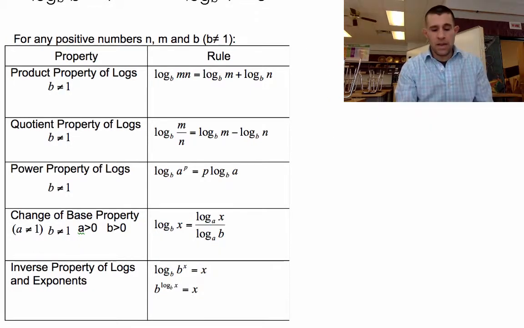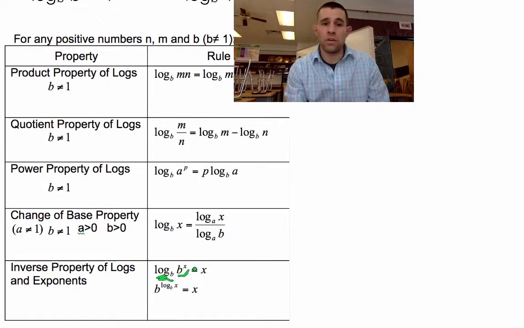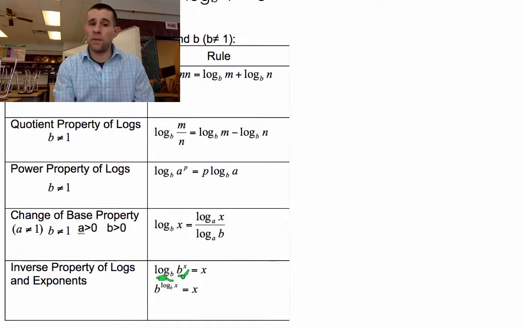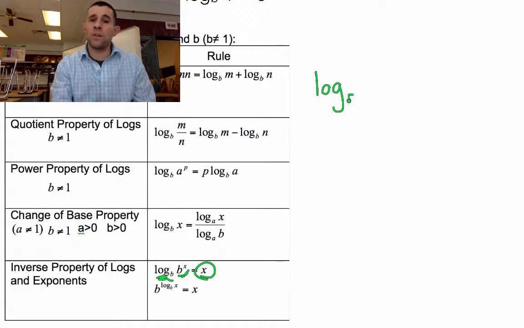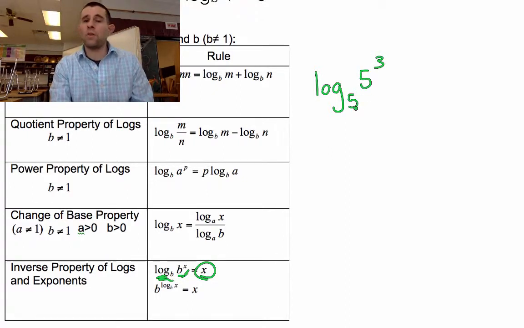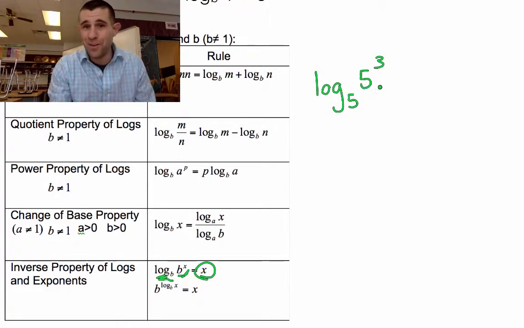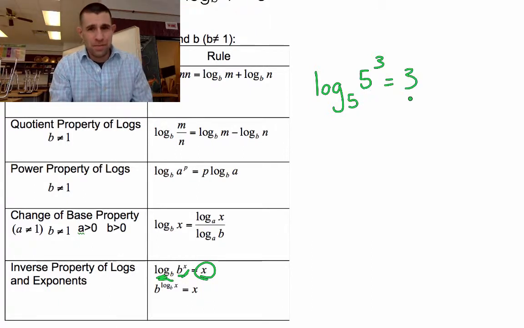All right, our last two properties down here are the inverse property of logs and exponents. And this first one down here says log base b of b to the x power is equal to x. In other words, if I want to find the power I raise b to in order to get b to the x, it's simply x. Let's just do another example. What is the log base 5 of 5 to the third power? In other words, what power do I raise 5 to in order to get 5 to the third power? Well, that has to be 3.